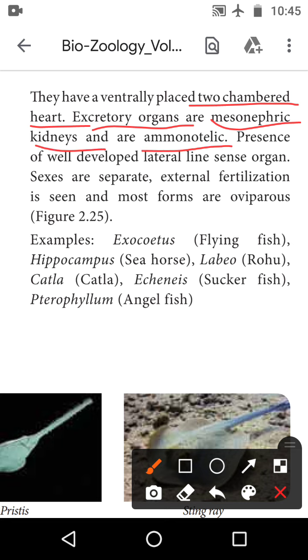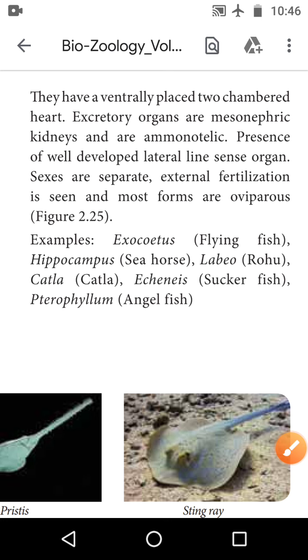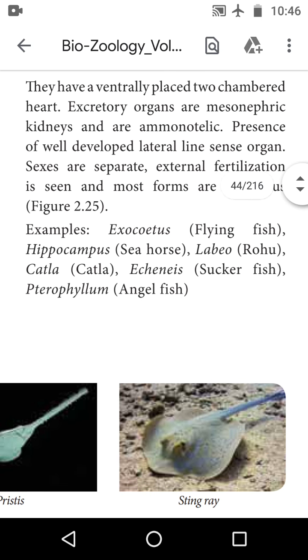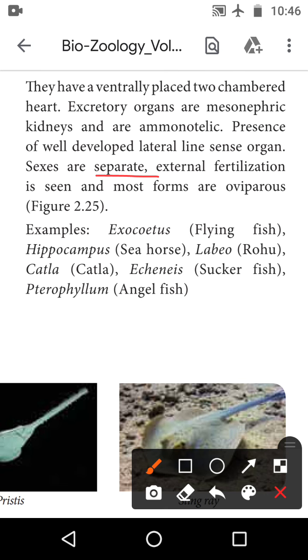And they are ammonotelic. What is meant by ammonotelic? Yes, correct. Ammonotelic means excreting nitrogenous waste in the form of ammonia. For example, the octopus, and bony fish also. A well developed lateral line is present, which is a sense organ. Sexes are separate, male and female.